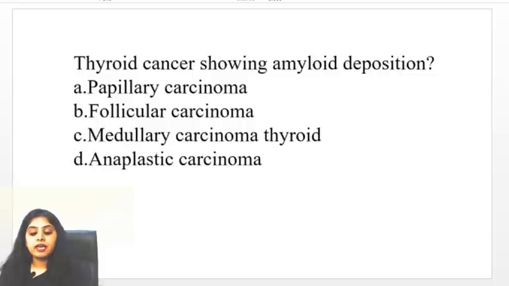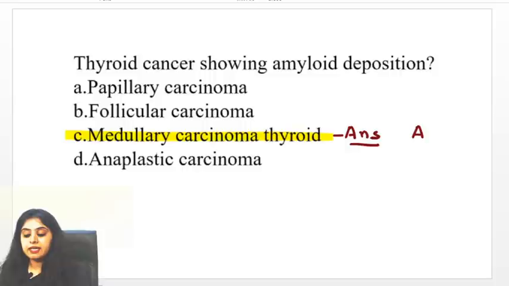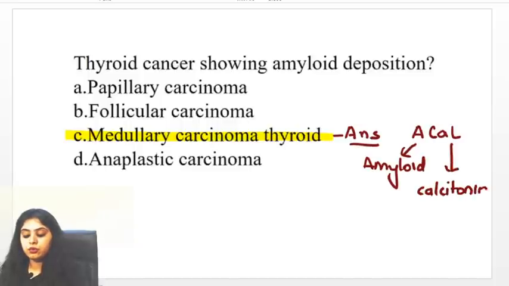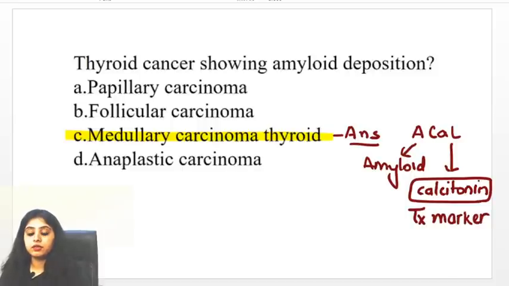Which is the thyroid cancer showing amyloid deposition? So we have the classical four thyroid cancers in front of us. All of you know that amyloid deposition is seen in medullary carcinoma thyroid. Which type of amyloid is seen deposited over here? ACal. A means amyloid and Cal means calcitonin. Calcitonin is the tumor marker for medullary carcinoma thyroid, and when it increases, it deposits as amyloid.